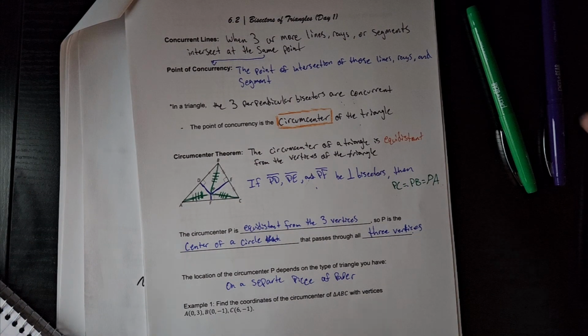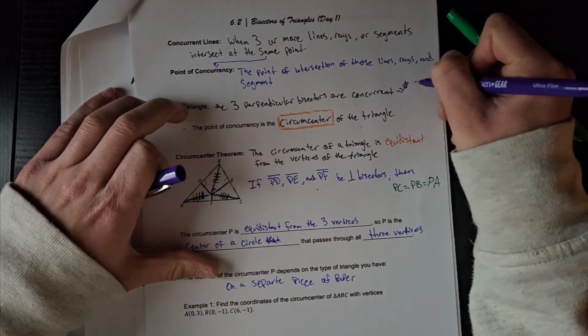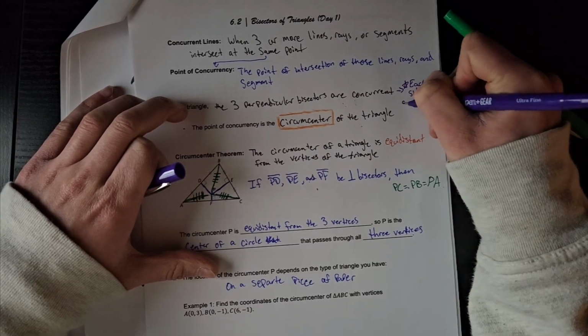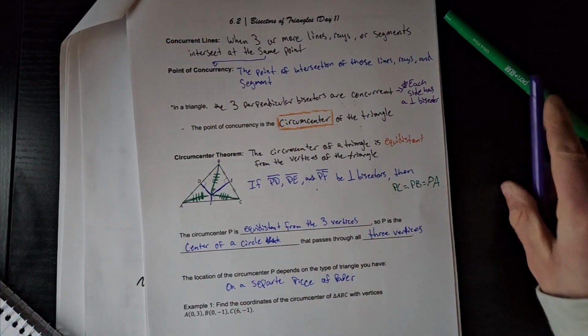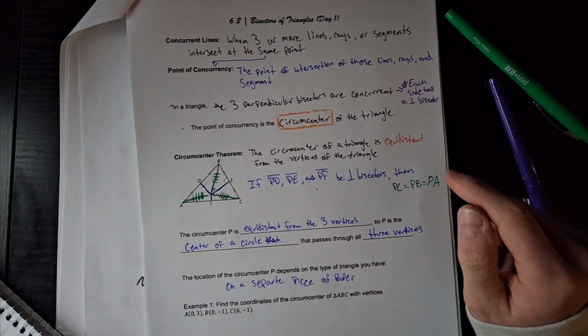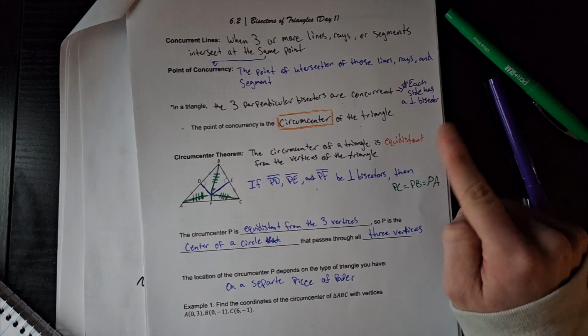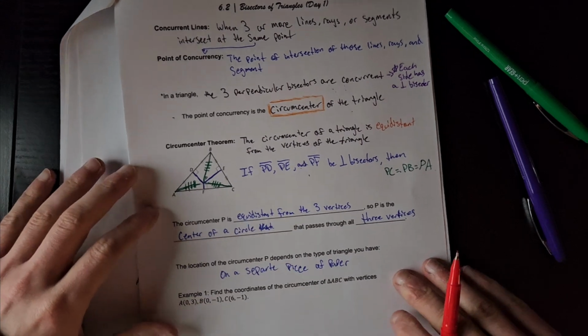Triangle. I guess make a note right here. Each side has a perpendicular bisector. And the point of concurrency is the circumcenter of the triangle. I'm just going through and seeing if I need anything else at this point. All right. Maybe note an easy tutorial on getting the circumcenter.